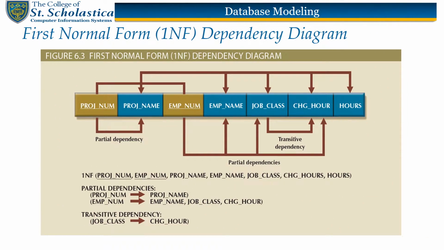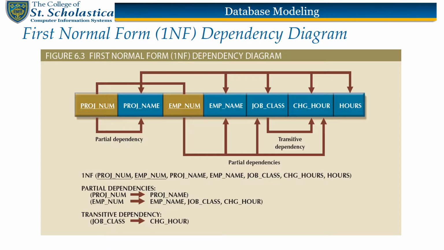In step 3 of our 1NF conversion, identify all dependencies, the identification of the PK in step 2 means that we have identified the following dependency. Project num and employee num have the dependencies of project name, employee name, job class, change hour, and hours. That is, the values are all dependent on and determined by the combination of project num and employee num.